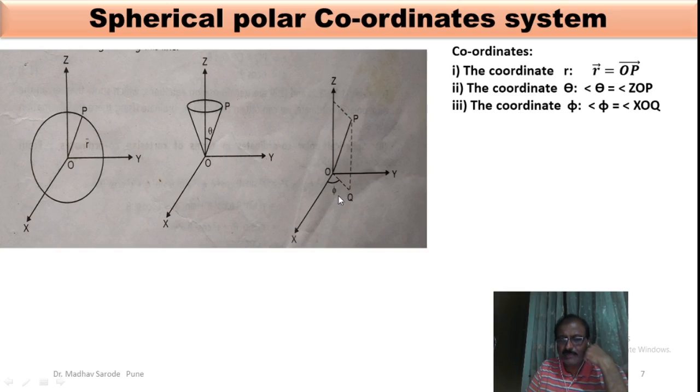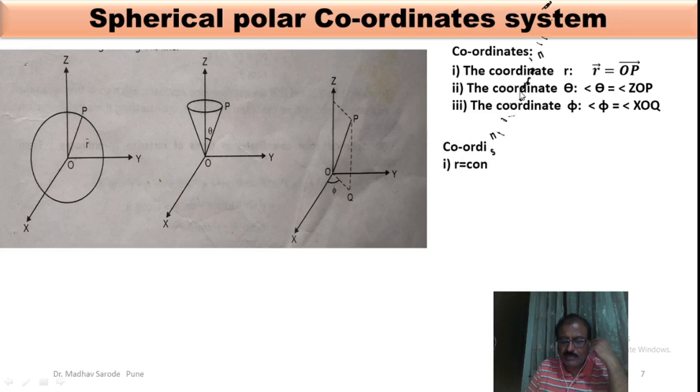It is the angle between the x axis and OQ, where OQ is the projection of OP on the XY plane. This angle phi is nothing but XOQ. Theta means angle POZ or ZOP, that is, angle theta is this one. So these are the three coordinates in spherical polar coordinates: Cartesian x, y, z, spherical r, theta, phi.